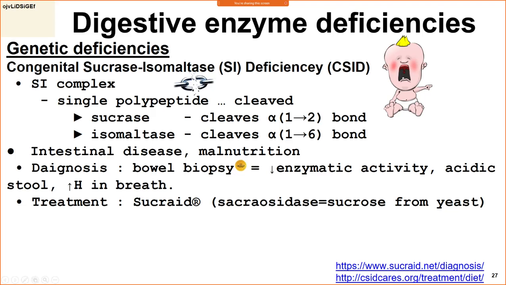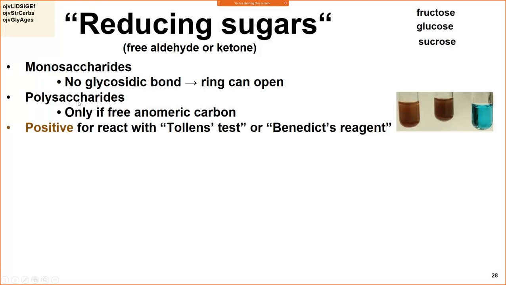Go ahead, Monica. Would it be from their gut bacteria? That's exactly right. Yep, very good. So you're getting stuff, you're not being able to absorb it, the gut bacteria can, and they're releasing hydrogen.